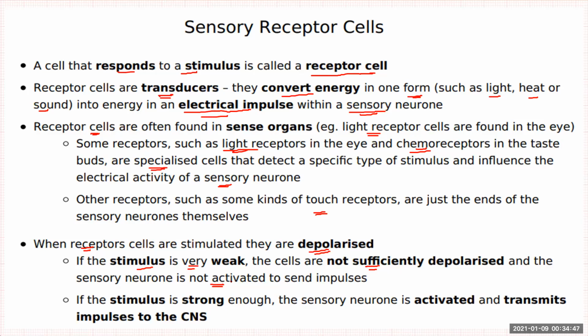But if the stimulus is strong enough and it crosses the threshold, only then will the sensory neuron be activated and transmit those nerve impulses to the central nervous system, right? This is the part where an action potential will be generated. We'll talk about that in detail in a little while, but just understand that an impulse will only be generated and the sensory neuron will only be activated if the threshold is met. If that threshold is not met, no nerve impulse will be sent to the central nervous system. The stimulus has to be strong enough.